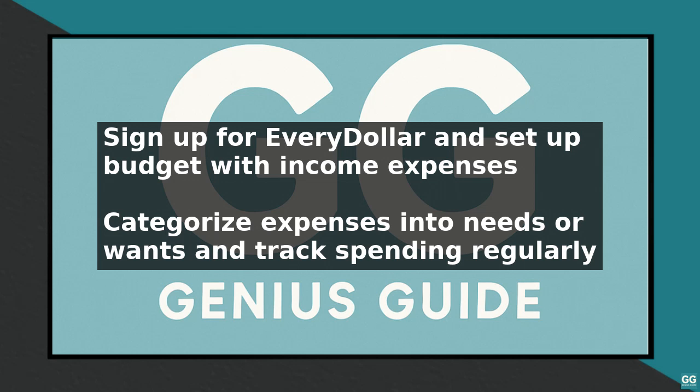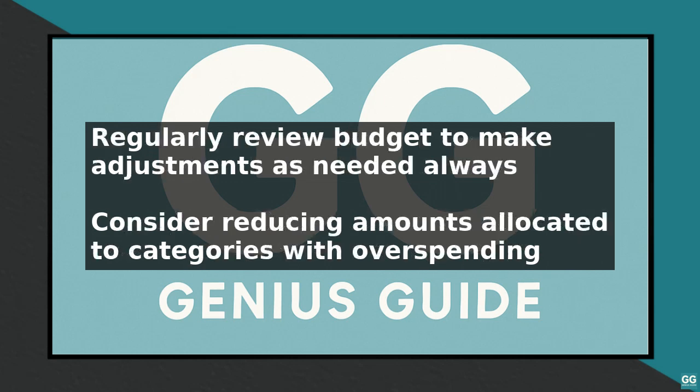If you find that you are consistently overspending in a particular category, consider reducing the amount allocated to that category or finding ways to cut back on expenses. A key concept to keep in mind is the 50-30-20 rule, which suggests allocating 50% of your income towards needs, 30% towards wants, and 20% towards saving and debt repayment. This can serve as a guideline to help you allocate your income effectively.